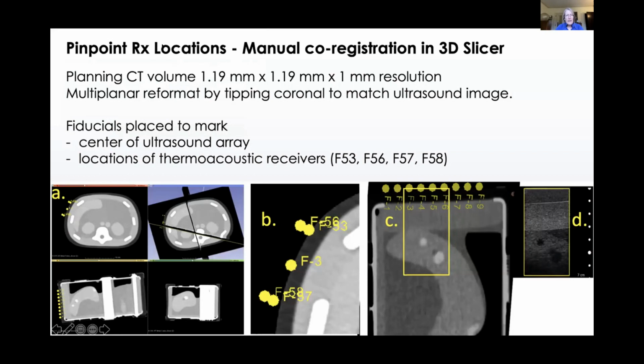Now, we needed to pinpoint the receiver locations, and I don't want to belabor this, but we simply used the information about the relative position of the receivers to the ultrasound array and combined that with co-registration of the ultrasound image here to a reformatted CT image, a tipped plane in the CT. And here you can see, because the contrast mechanisms between ultrasound and CT are so different, these inclusions in the CT match up only weakly with the ultrasound. Okay, so we know where our receivers are located.